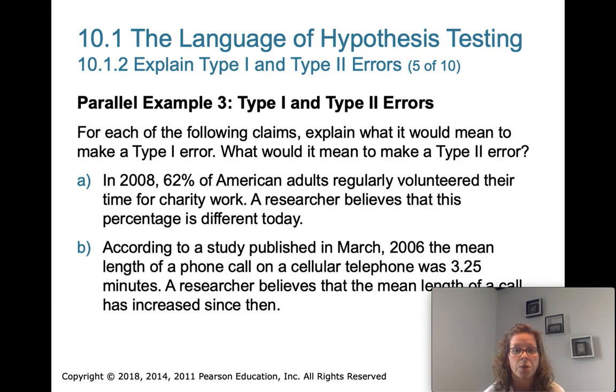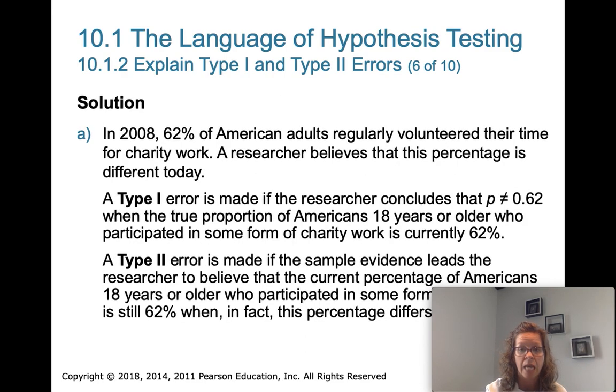So here's a couple of examples. What would it mean to make a type 1 or a type 2 error in these? So in that volunteering problem, if a researcher believes that the percentage is different today, a type 1 error would be that the researcher concludes that the proportion is not 62 anymore, but in reality, it actually is. The type 2 would be to say that the proportion is still 62, nothing's changed, but it actually has changed.